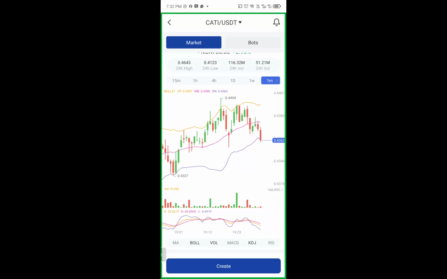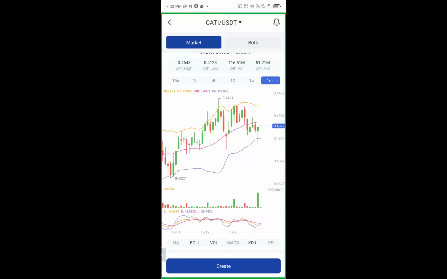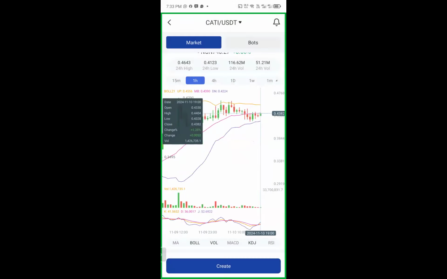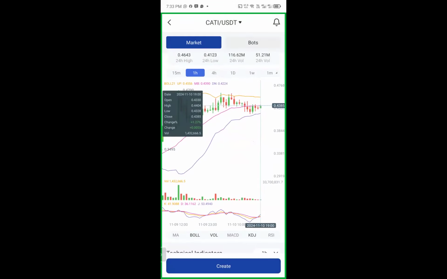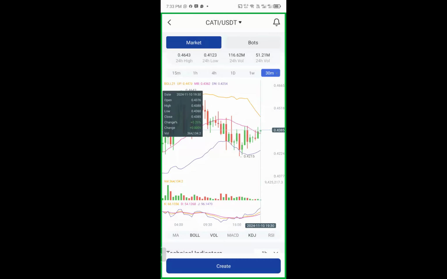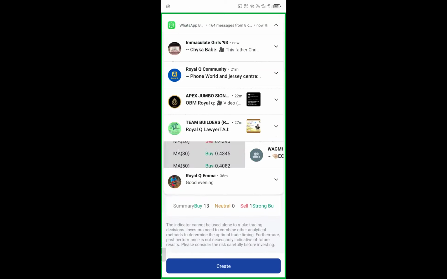Then we'll check another. Can we check another time? You see, all this you have to be in. Let's check 1 hour. This market is how many percent? 1.6%. You can even measure this here. That movement just gave us 1.6. We are waiting, and KDJ fast cross under 30 minutes.